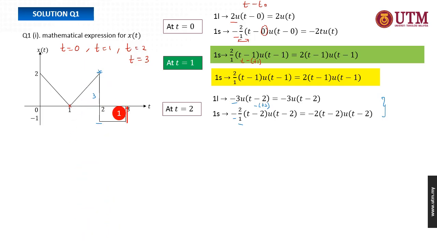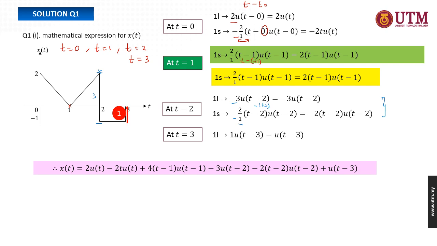At t equal to 3, you only have one vertical line. Therefore, at t equal to 3, the line is pointing upward, so it's positive. The magnitude is 1, so u(t minus 3). Okay, so to get the complete equation of x(t), you need to sum them up. Therefore, your x(t) equals this equation.